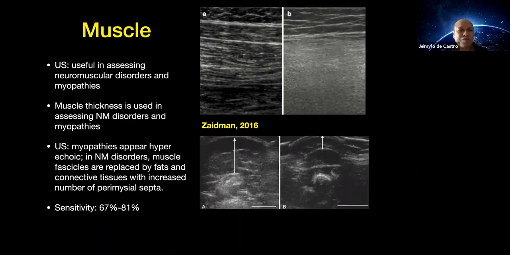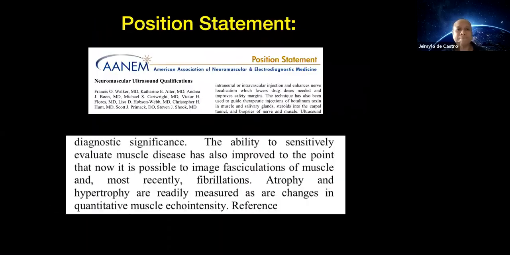Okay, so muscle thickness is also used as a measurement in assessing neuromuscular disorders and myopathies. So in ultrasound, myopathies appear hyperechoic. In neuromuscular disorders, the muscle fascicles are replaced by fat and connective tissue with an increased number of perimysial septa. Ultrasound has a sensitivity of 67% to 81%. So it's not really very sensitive, but it could at least differentiate a normal muscle from an abnormal muscle.